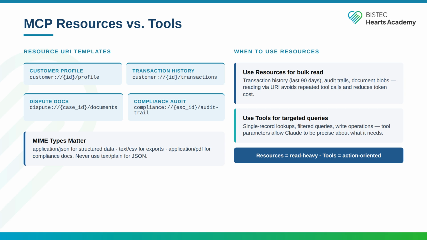MCP resources use custom schemes, customer, dispute, compliance, that your server handles as namespaces. These are not HTTP URLs. MIME types matter and must be accurate. Return structured data as application/json, not text/plain. Return binary documents as application/pdf with resource type blob. Accurate MIME types tell the client how to process the content.